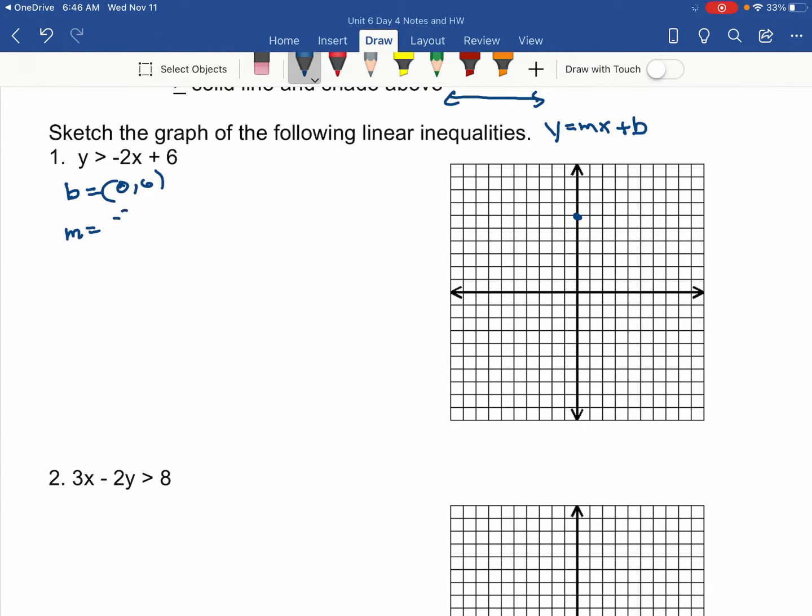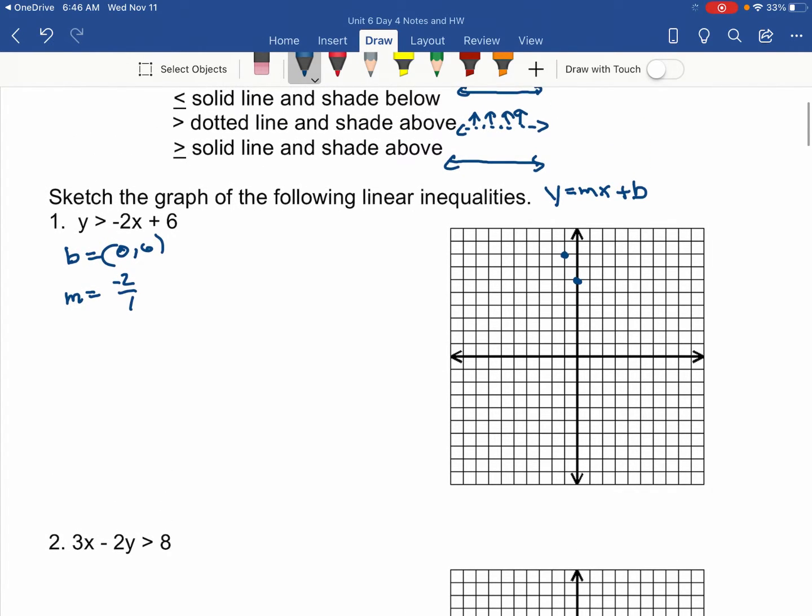My slope is negative 2, which is negative 2 over 1. When I count slope, remember I count up and right if it's positive, and I count up and left if it's negative. So I'm going to go up 2, and it's left because it's negative. Now, the difference here is we don't just connect the dots with a solid line. We've got to look at the inequality. The inequality is greater than.